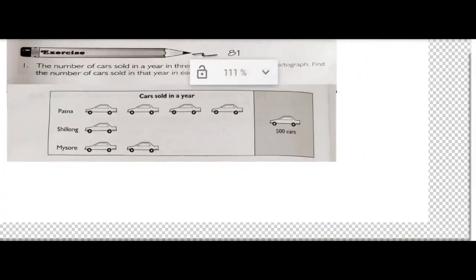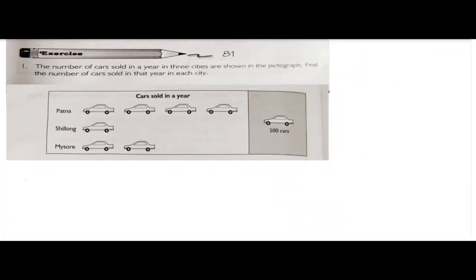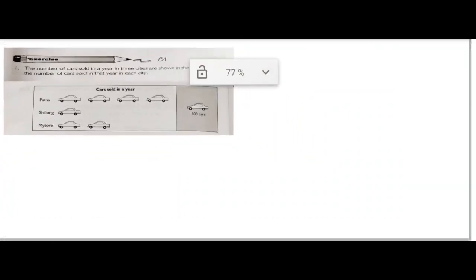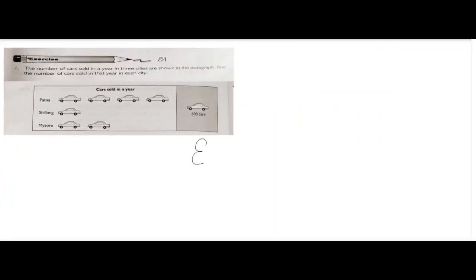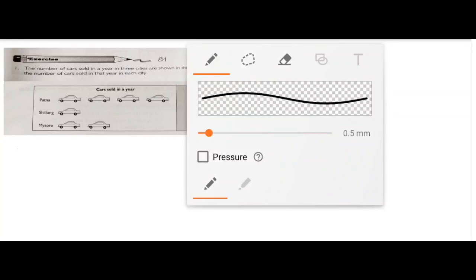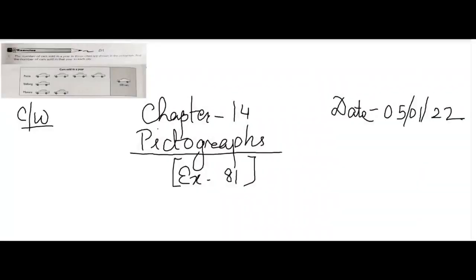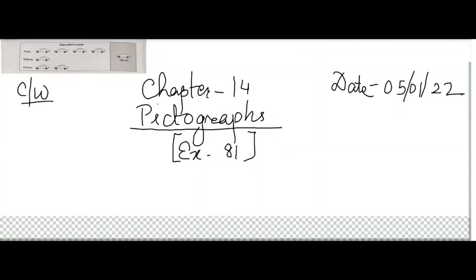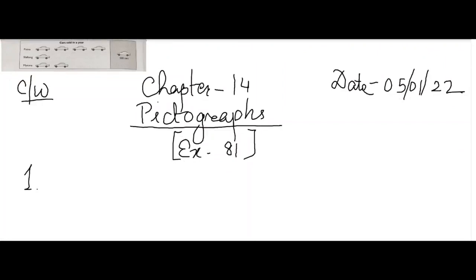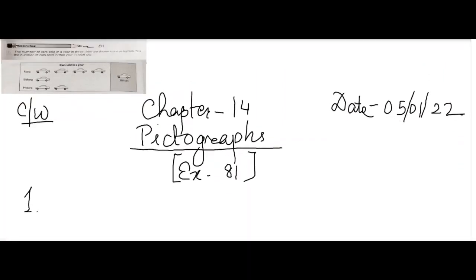So you can see in Patna, we will directly write the answer in your copy. So before writing the answer, you know that you have to write the exercise. So you have to write chapter 14, pictographs. You will write the name of the chapter and you will write exercise 81. Yes, and you will write classwork and date, because this is a new chapter you are going to do in the copy. So we will directly write the question. You all will write the question. I am directly writing the answer. So your question is, find the number of cars sold in that year in each city.